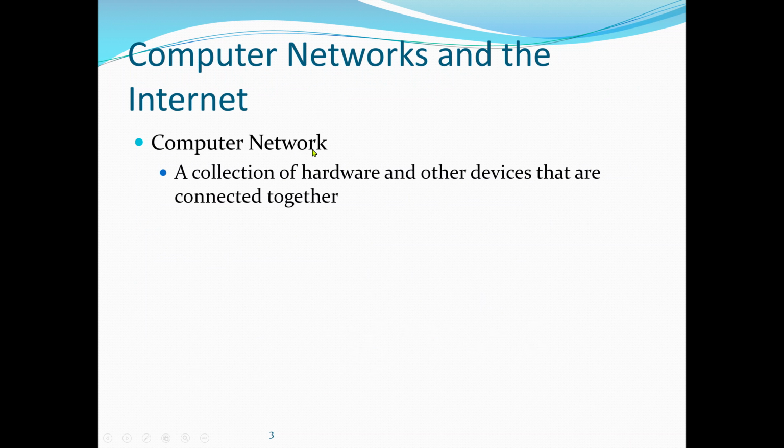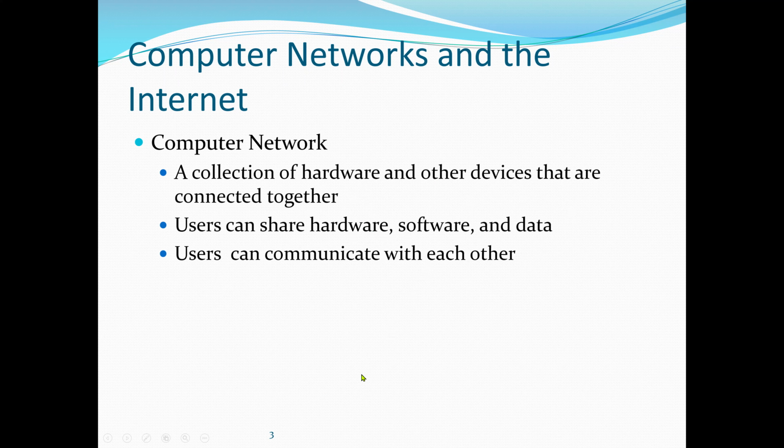Again, a computer network normally consists of two or more computers that can communicate or share resources. So it is a collection of hardware or other devices that are connected together. When these computers or other devices are connected, they can share data, hardware, or software. Also, users can communicate with each other. If two users have two different computers, they can communicate together if they know each other's IP address, which we're going to discuss later on.